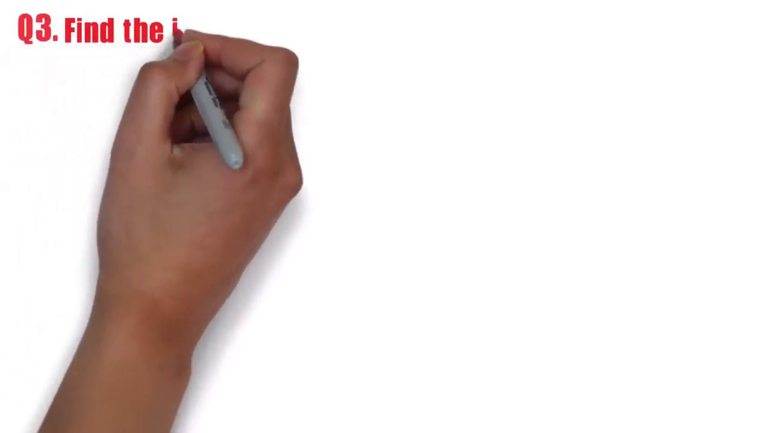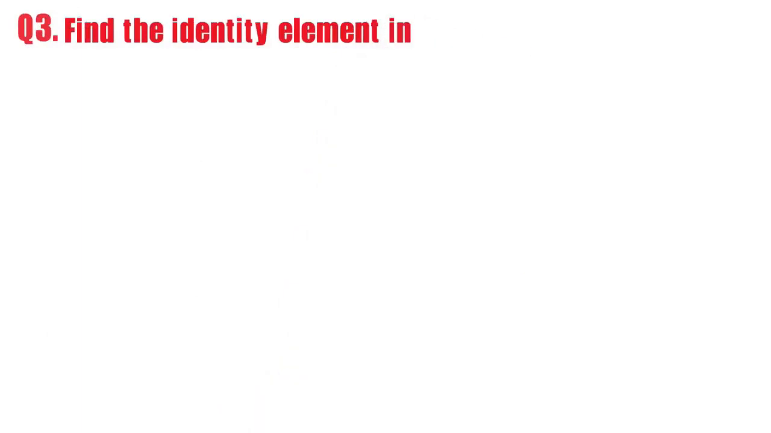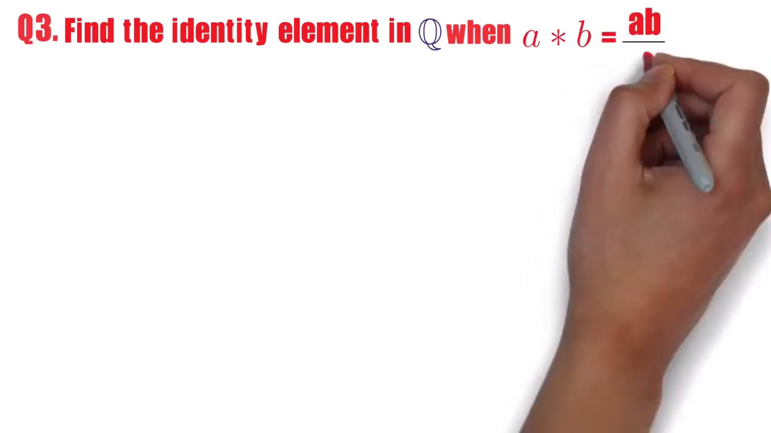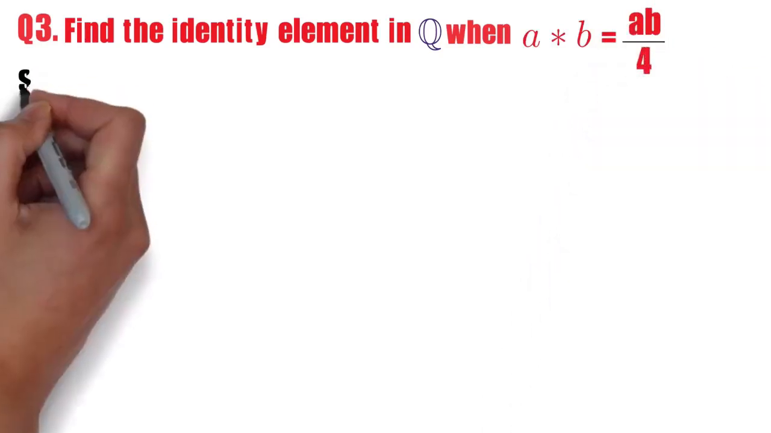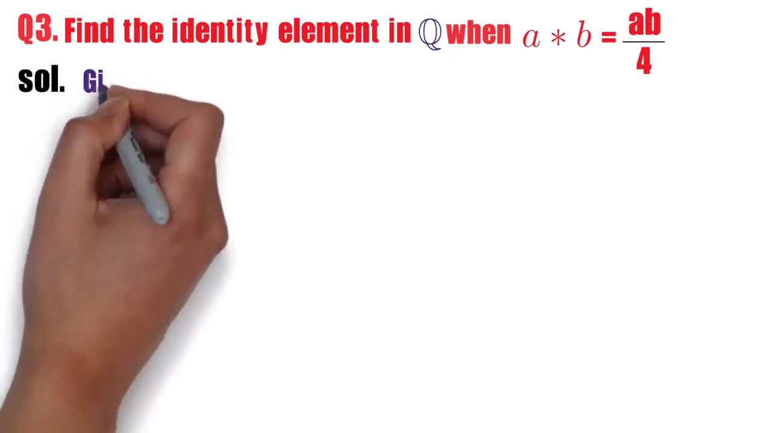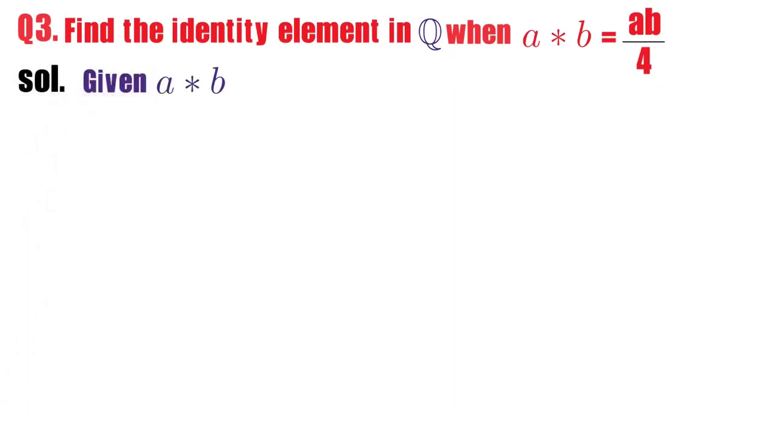Question number 3 in identity property. Find the identity element in the set of rational numbers when a star b is defined as ab divided by 4. Solution for this problem. What is the given information? Given that a star b equals ab divided by 4.